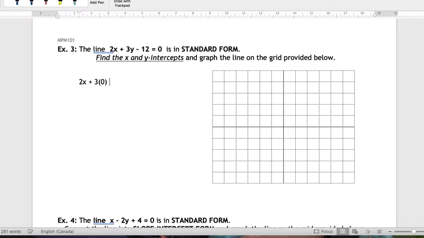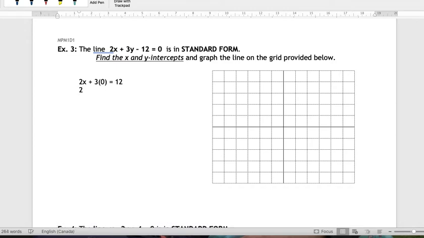So setting y to 0. And I'm going to skip a little bit of a step here. I'm rearranging this -12 to the other side so I can start solving. So 2x is equal to 12. Here I'm going to divide by 2, and then x is equal to 6.